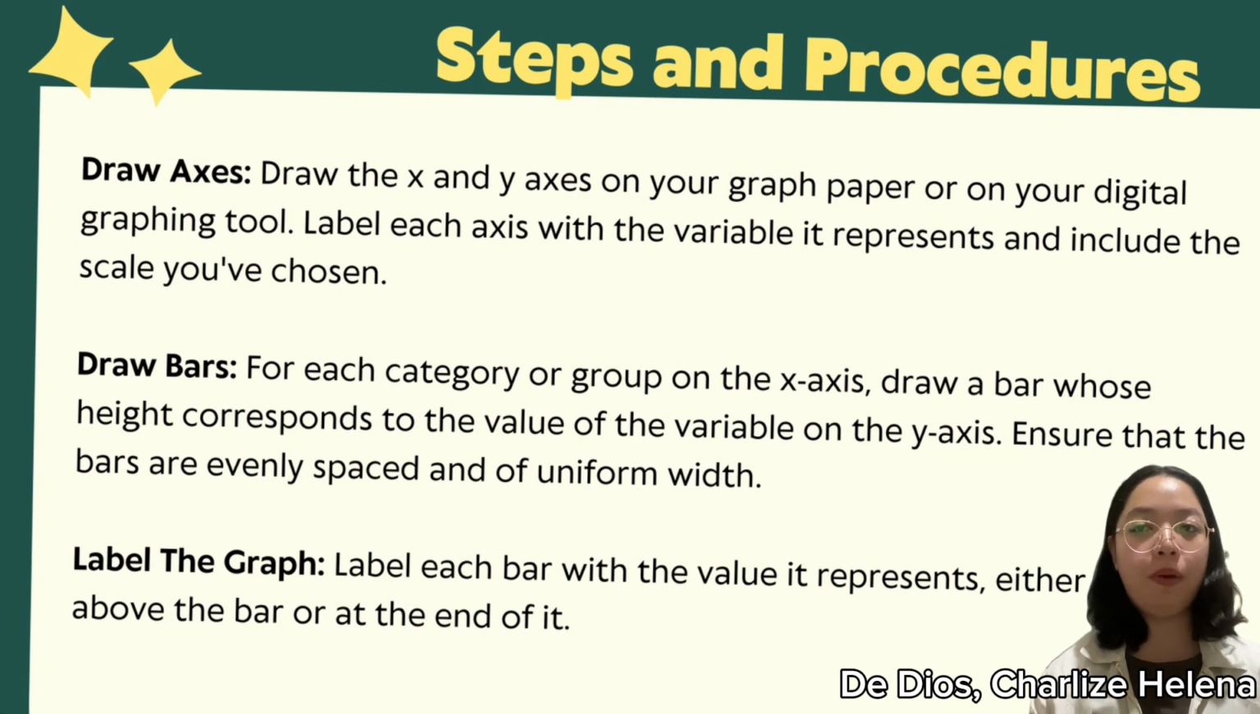Next is to draw bars. For each category or group on the x-axis, draw a bar whose height corresponds to the value of the variable on the y-axis. Ensure that the bars are evenly spaced and of uniform width. And the last step is to label the graph. Label each bar with the value it represents, either directly above the bar or at the end of it.